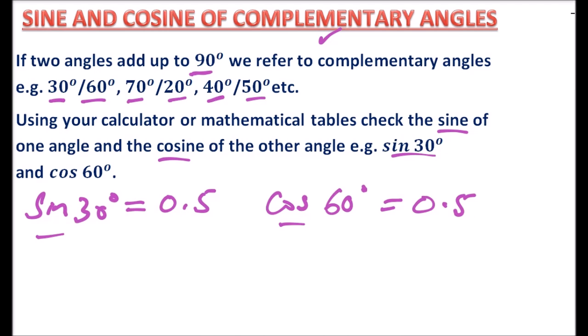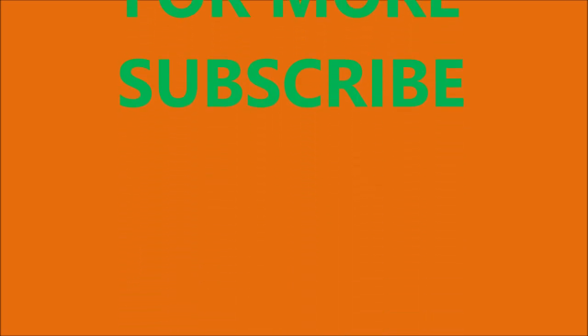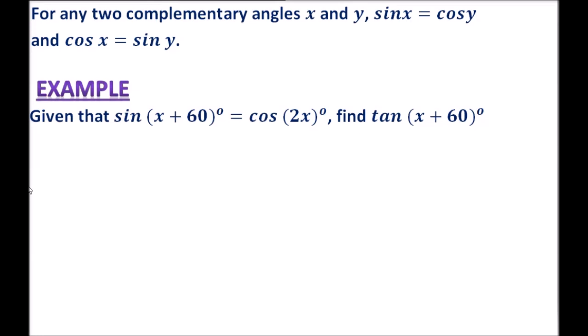So let's put that into practice and do one example. From what we have discussed, we can conclude that for any two complementary angles, x and y, sine x is equal to cos y, or cos x is equal to sine y. Like we have seen with the cosine of 30 and sine of 60, or the cosine of 60 and the sine of 30. So here we have an example.